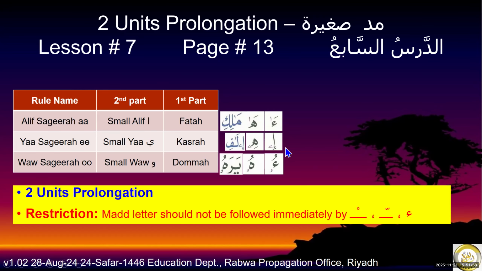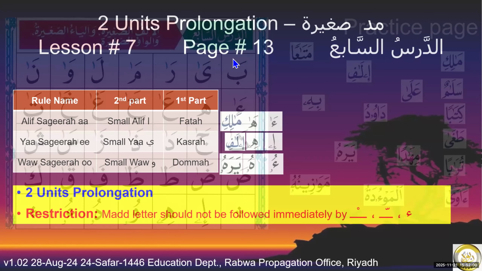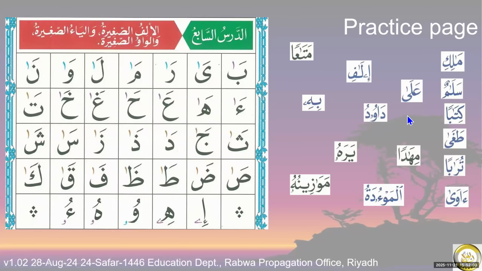So this is the rule of sagira, and this is the page in the textbook with some of the examples. Here it is written maliki. It is not maliki. You have to prolong 2 units because of the sagira. Salamun, ilafi, ilafi, erahu. This is the sagira rule.